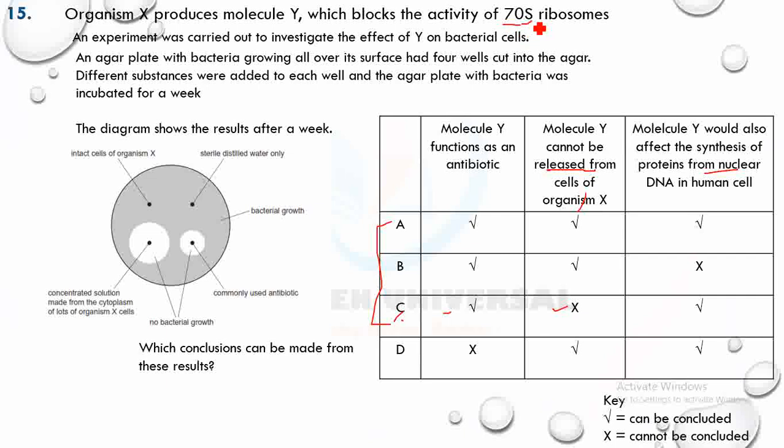Do you get, guys? So you see that the answer actually originally should be B, if you follow it. So it cannot be released from cells of organism X. Okay, so it's an antibiotic, and it shouldn't affect nuclear DNA. All right, so that's B.